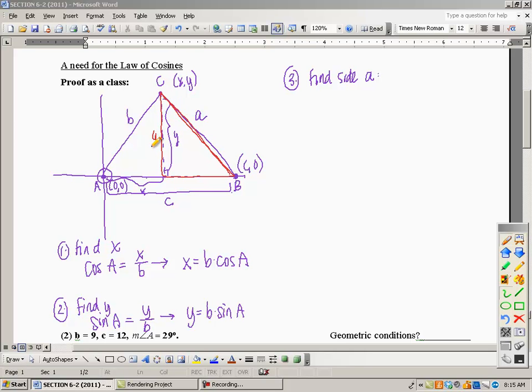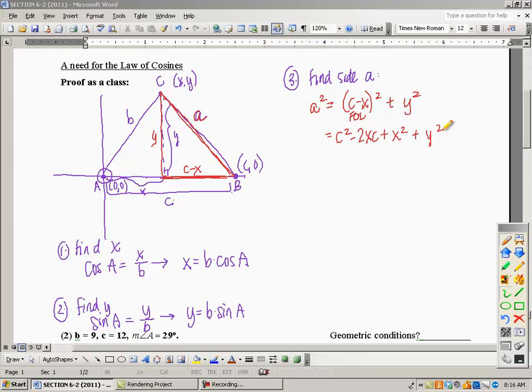So I know this length is y, I know this length is A, and this length right here is the whole value of C minus the x. Okay, so here I go. I'm going to go Pythagorean theorem a second. A squared is the same thing as (C minus x) squared plus y squared. Okay, let me FOIL this out. If I FOIL this out, I get c squared minus 2xc plus x squared plus y squared.